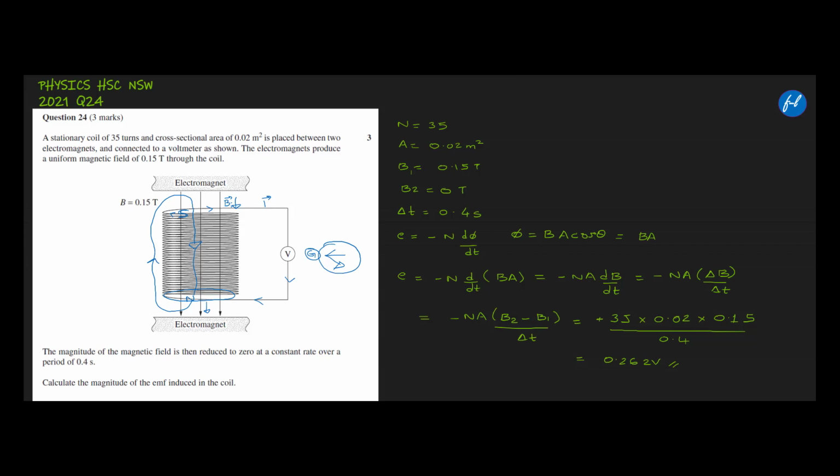If I add one more question, I put a resistor in the circuit, and that external resistance value is given as, let's say, 1 ohm. So can you tell me what will be the value of the current in this circuit when we have this induced EMF? That will be, current will be equal to E upon R, and again, the value will be 0.262 ampere.